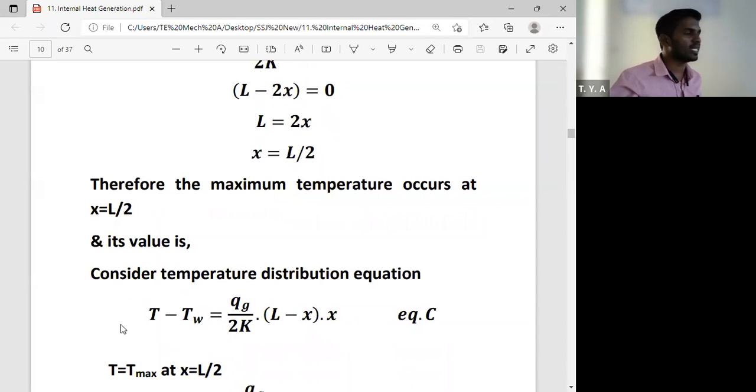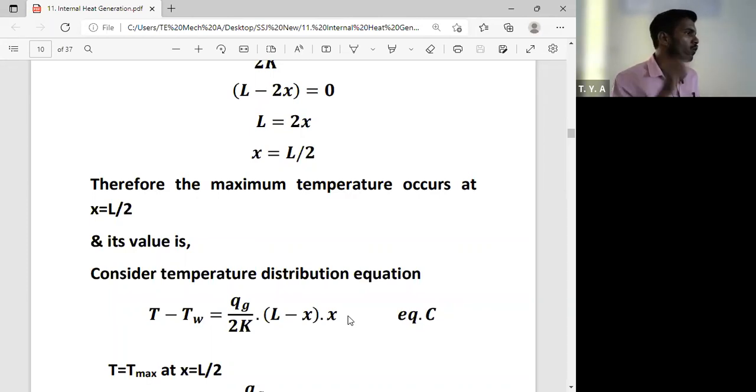T minus TW is equal to Qg by 2K into bracket L minus X into X. In that equation we have to put the value of X is equal to L by 2, so that we get the equation for the maximum temperature. So therefore we get the value of maximum temperature.